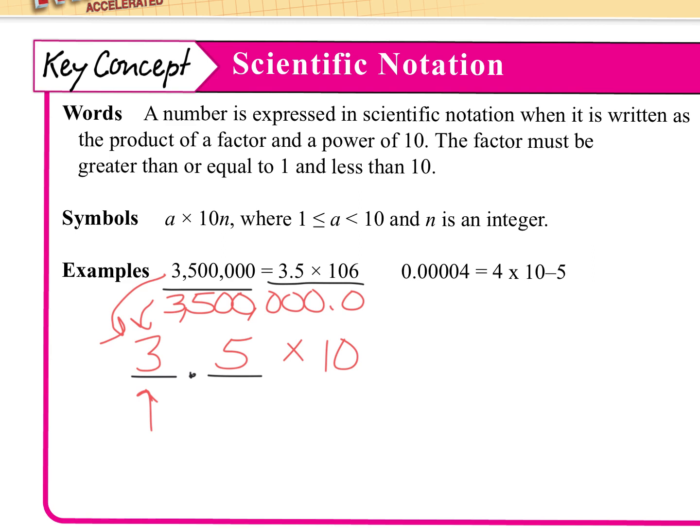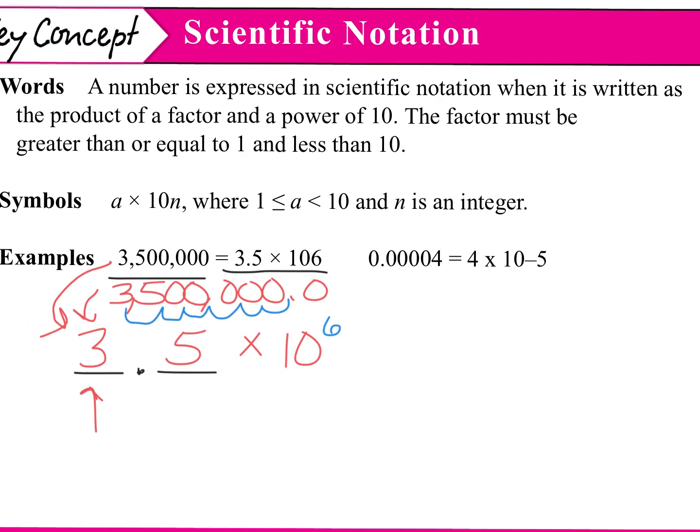Now we're going to count how many times we move it over. So we have 1, 2, 3, 4, 5, 6. That is our exponent. Now, if we look at the one on the right, we have 0.0000, however many zeros there are, 4.